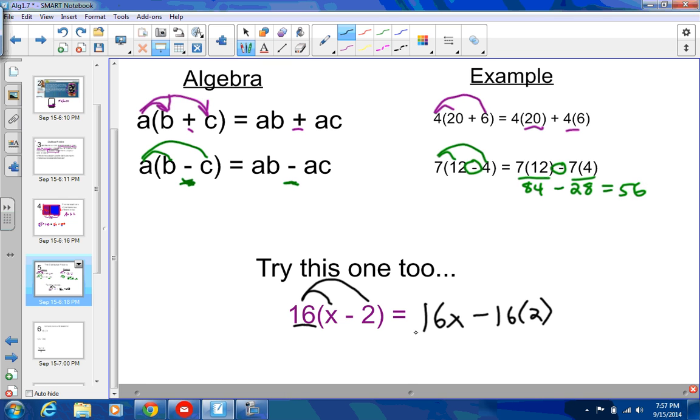And what you can do here, you can't simplify this anymore. 16x is as small as it can go. Minus 16 times 2, which is 32. And you're done. Because 16x is a different kind of term than 32, so you can't subtract them. They are not like terms because there's an x in one and there's not an x in the other. So they are different. And that's as simplified as you can go. So rewriting this using the distributive property gets you to this. Two different ways of writing the same expression.